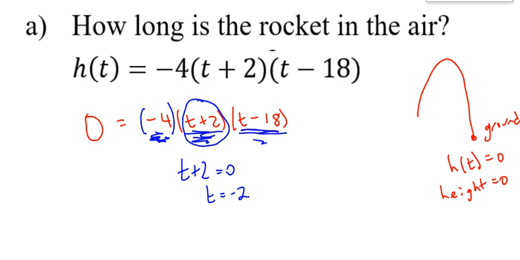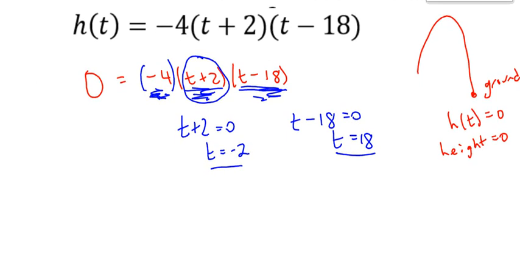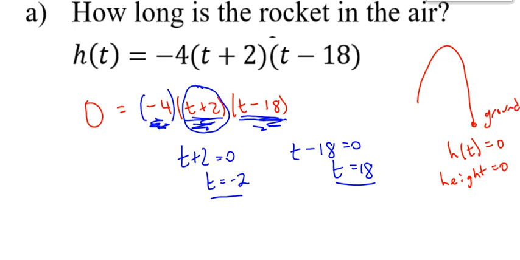Now there's another bracket here, and the same idea. If I make that bracket equal to 0, which would happen if t was 8, then 0 times whatever, it doesn't matter what it is when I'm multiplying by 0, 0 times anything is 0. So those are the roots of this quadratic. Now let's actually interpret our answer though. How long is the rocket in the air?